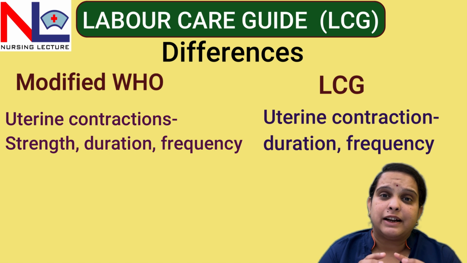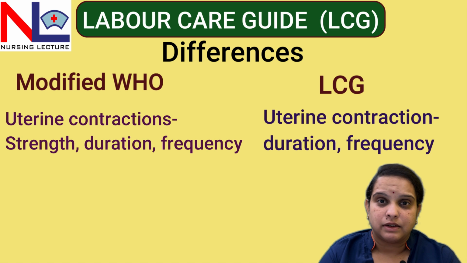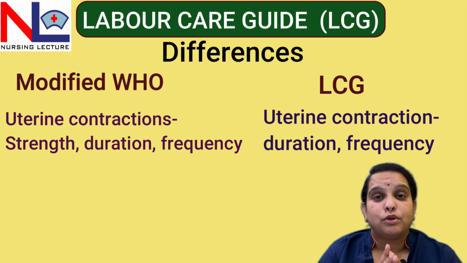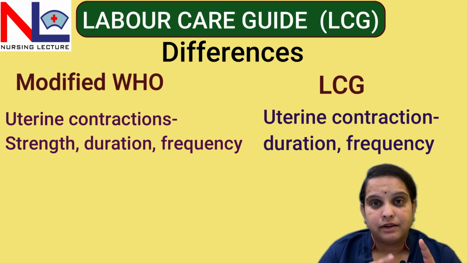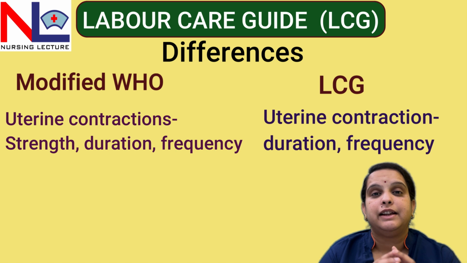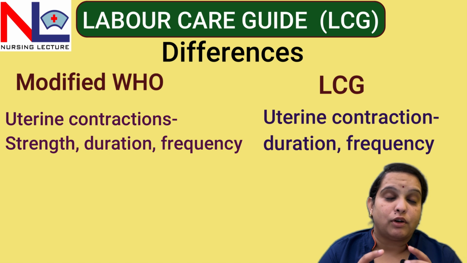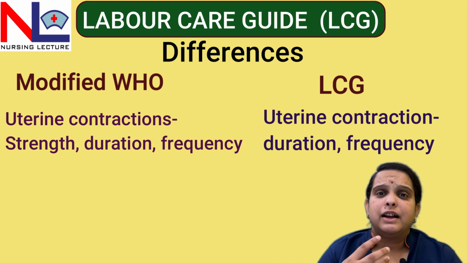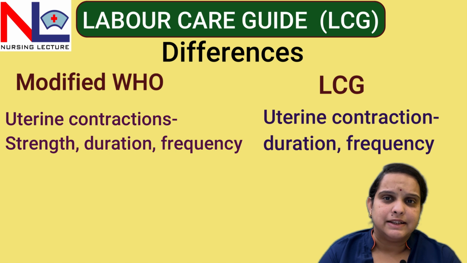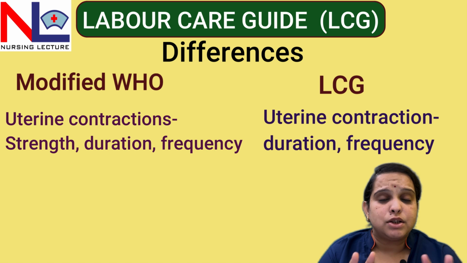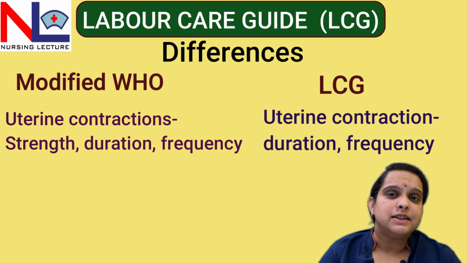The strength, previously we were using boxes: the mild by dotted boxes, moderate plotted as a slanting line, and the severe contractions plotted by dark boxes. This is what we are not plotting on LCG. So only duration and frequency: how many times the contractions appear in a 10-minute period, and for what period the contraction lasts. These 2 things only we are monitoring in this LCG.